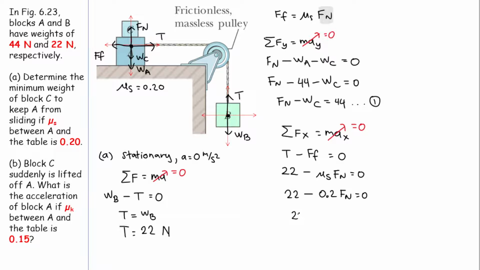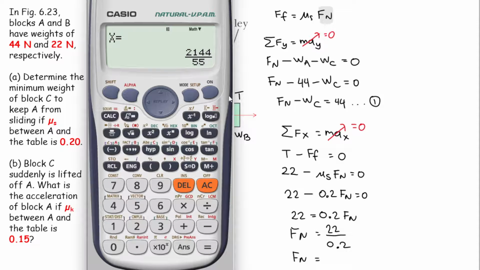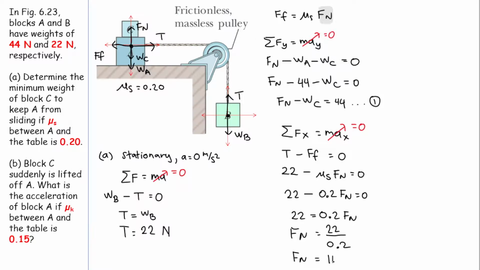Now let's plug that in. So I have 22 is equal to 0.2 multiplied by Fn, and so we'll have Fn here is 22 divided by 0.2. Okay, let's plug that into the calculator. What is it? 22 divided by 0.2. Okay, 110. And the unit here will be in Newton.